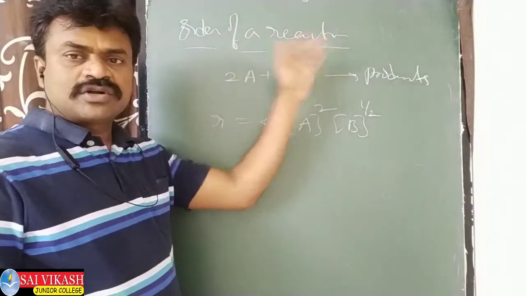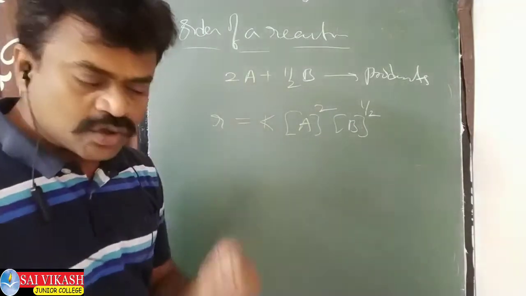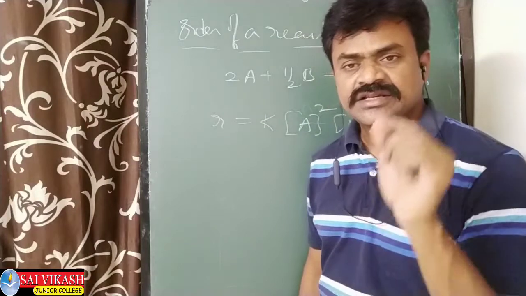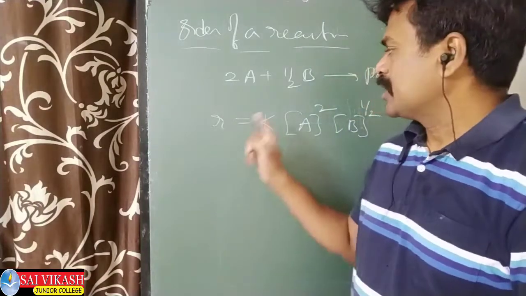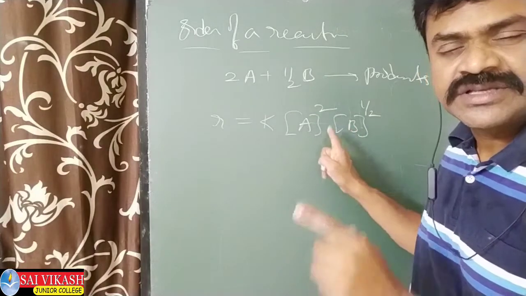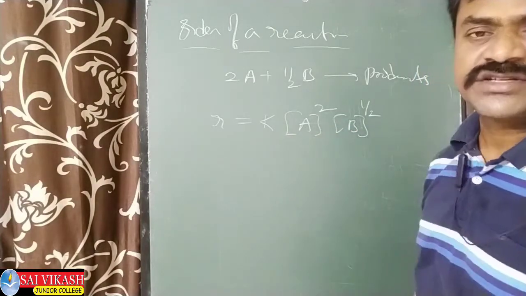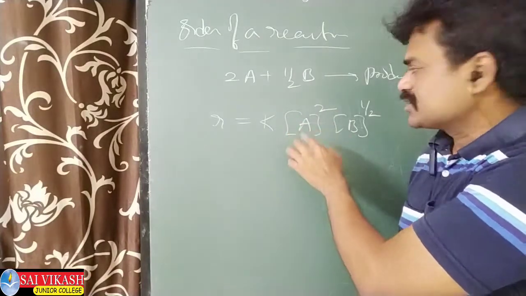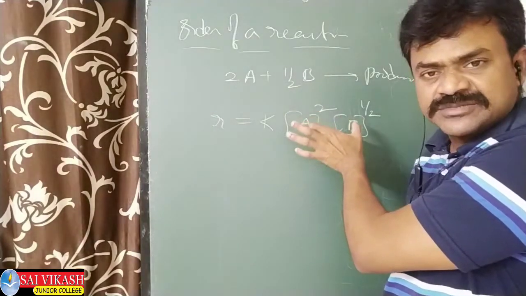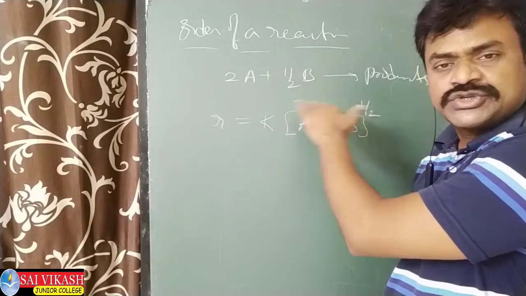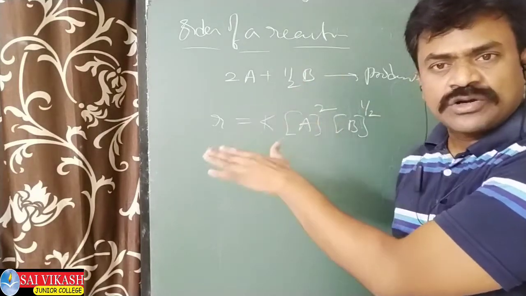Then what is the order of reaction? Order of reaction can be defined as the sum of the powers of the concentration terms present in the rate equation. Yes, this is the rate equation. In this rate equation, whatever the concentration terms are there, just add their powers, then the order will come.